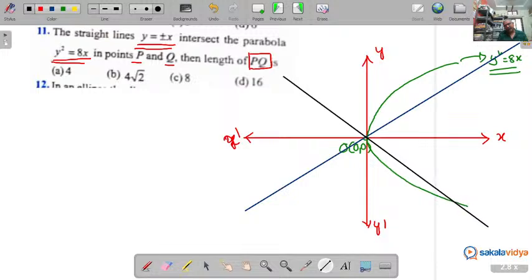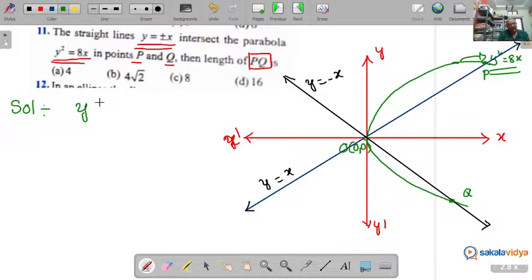So this is y equals minus x, and this is y equals x. This point is P, and this point is Q. The distance between P and Q we need to find out. First, the coordinates of P and Q we need to find out.